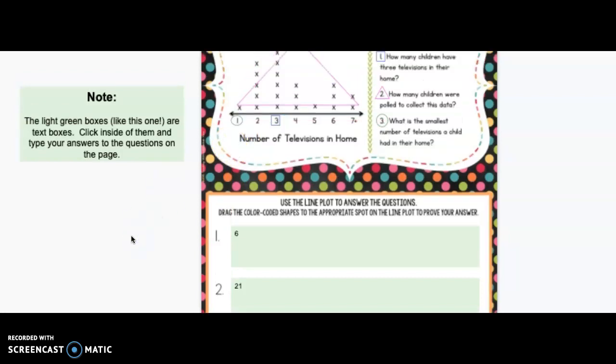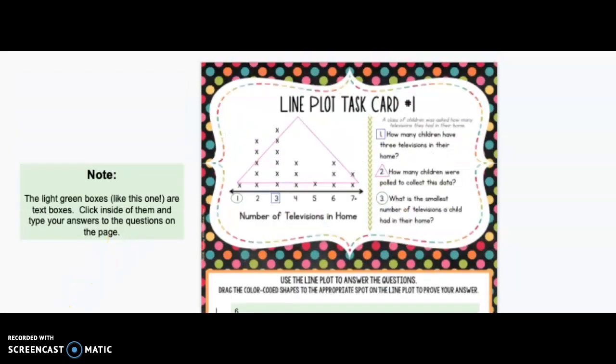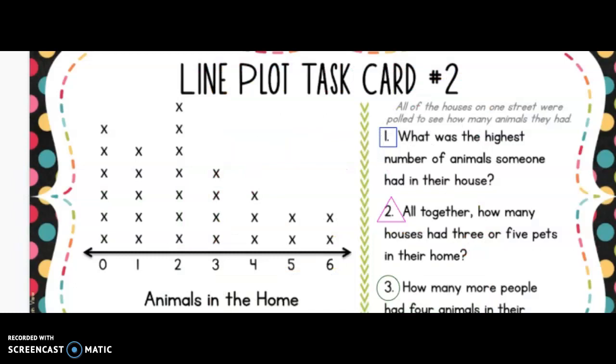Okay, that's how you do a line plot task card, and you will have 3 of those to do in your assignment today. Our first line plot task card says all of the houses on one street were polled to see. Polled means asked, all right? They were interviewed and asked, we say polled, to see how many animals they had. So this is how many animals they have in the home. You can see here 2 houses have 6 animals in the home. You will have questions to answer about that.